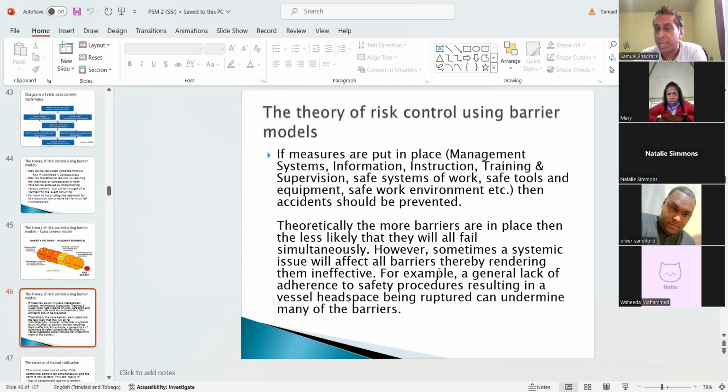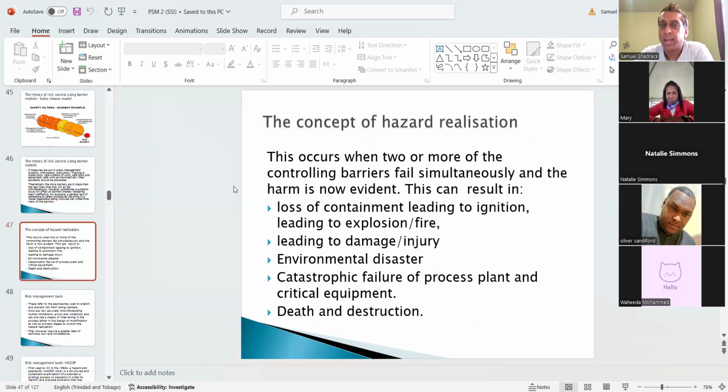For example, a general lack of adherence to safety procedures, resulting in a vessel headspace being ruptured. So the vessel blowing out will undermine many of the other barriers you have, like probably a gauge or a sprinkler system. Maybe the whole thing blows out, but then it's probably that bad anyway, right?